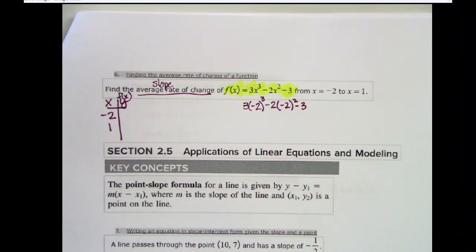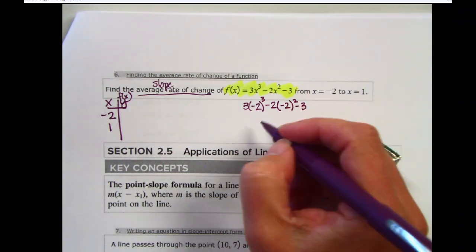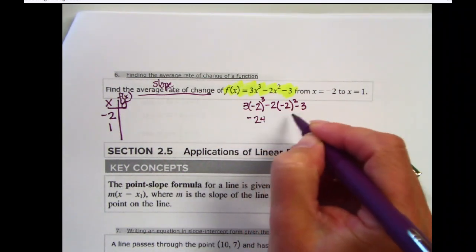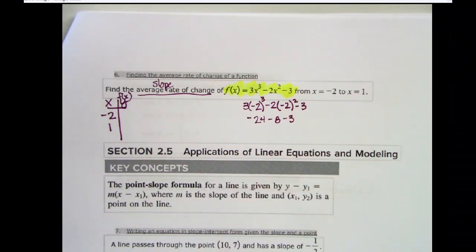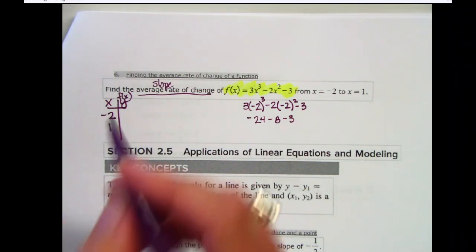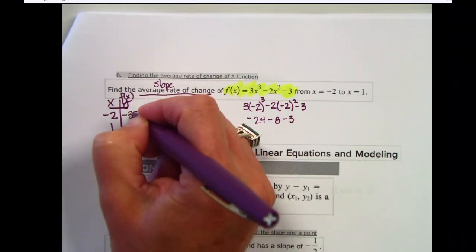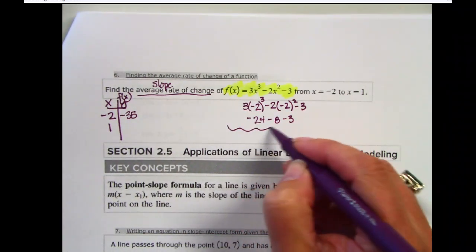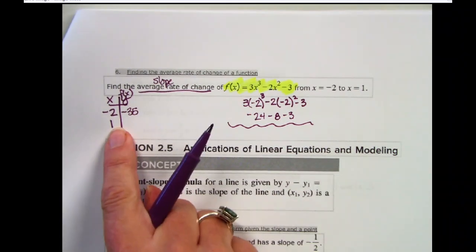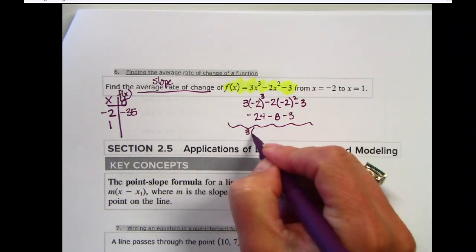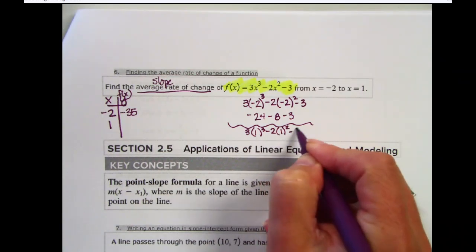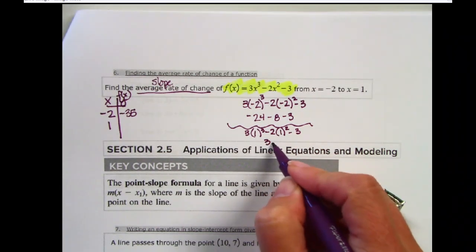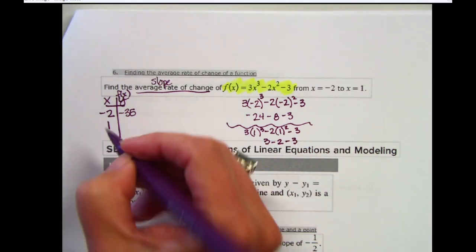Type it into your calculator or remember your order of operations. Negative 24, 4, minus 8, minus 3. Did I do that right? Negative 32, negative 35. And then I'm going to substitute in 1. 3 times 1 cubed, minus 2 times 1 squared, minus 3 times 3, minus 2, minus 3. That one was nicer.